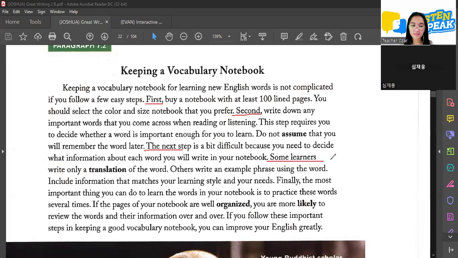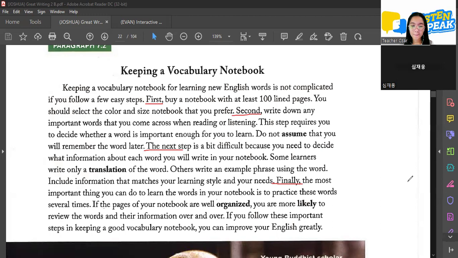Some learners write only a translation of the word. Others write an example phrase using the word. Include information that matches your learning style and your needs. Finally, the most important thing you can do to learn the words in your notebook is to practice these words several times.